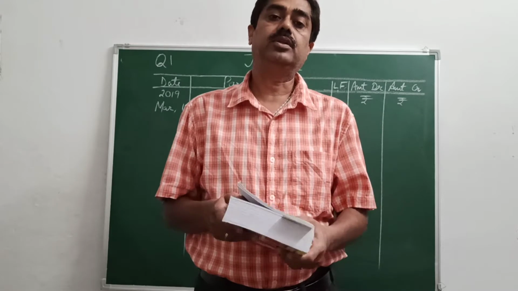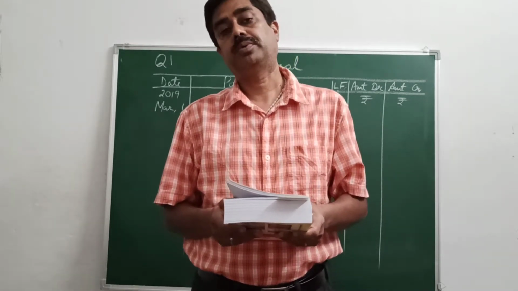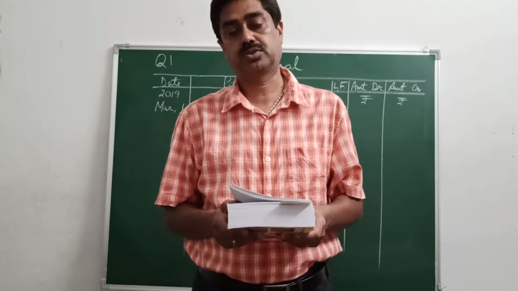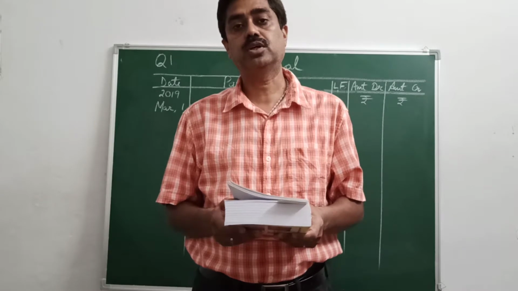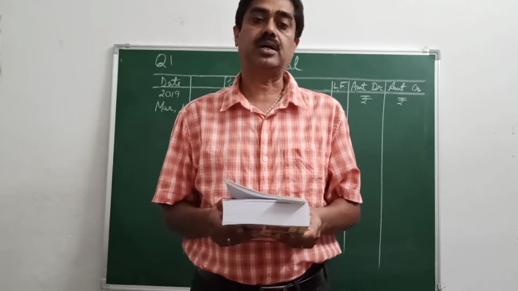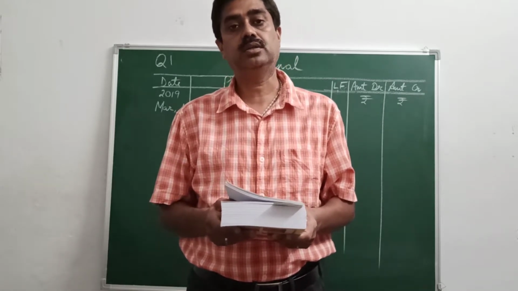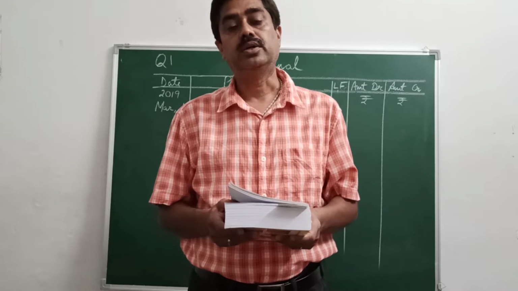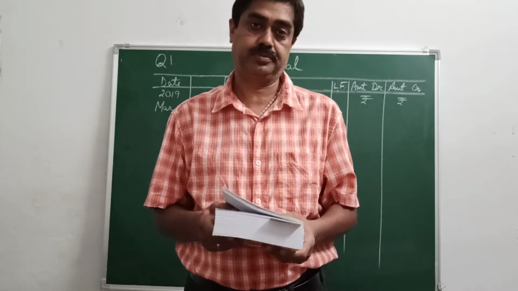Today we will begin with the first practical chapter of books of accounts called journal. Journal is the first book of original entry. Whenever business transactions take place, they are recorded first in the journal date wise, that is in a chronological order.